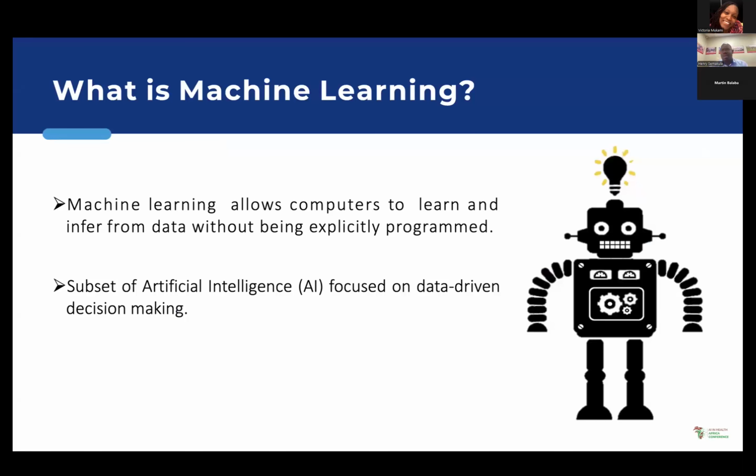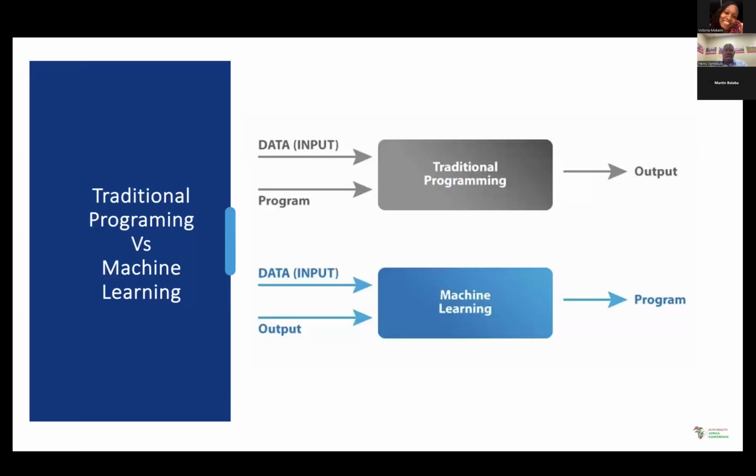We need to understand the difference between traditional programming and machine learning. Machine learning is all about allowing computers to learn and infer from data without being explicitly programmed. For example, in traditional programming, you take data as the input, and you have a set of rules that you've predefined, that if you get some instance A, you need to take this action, so that you can generate an output.